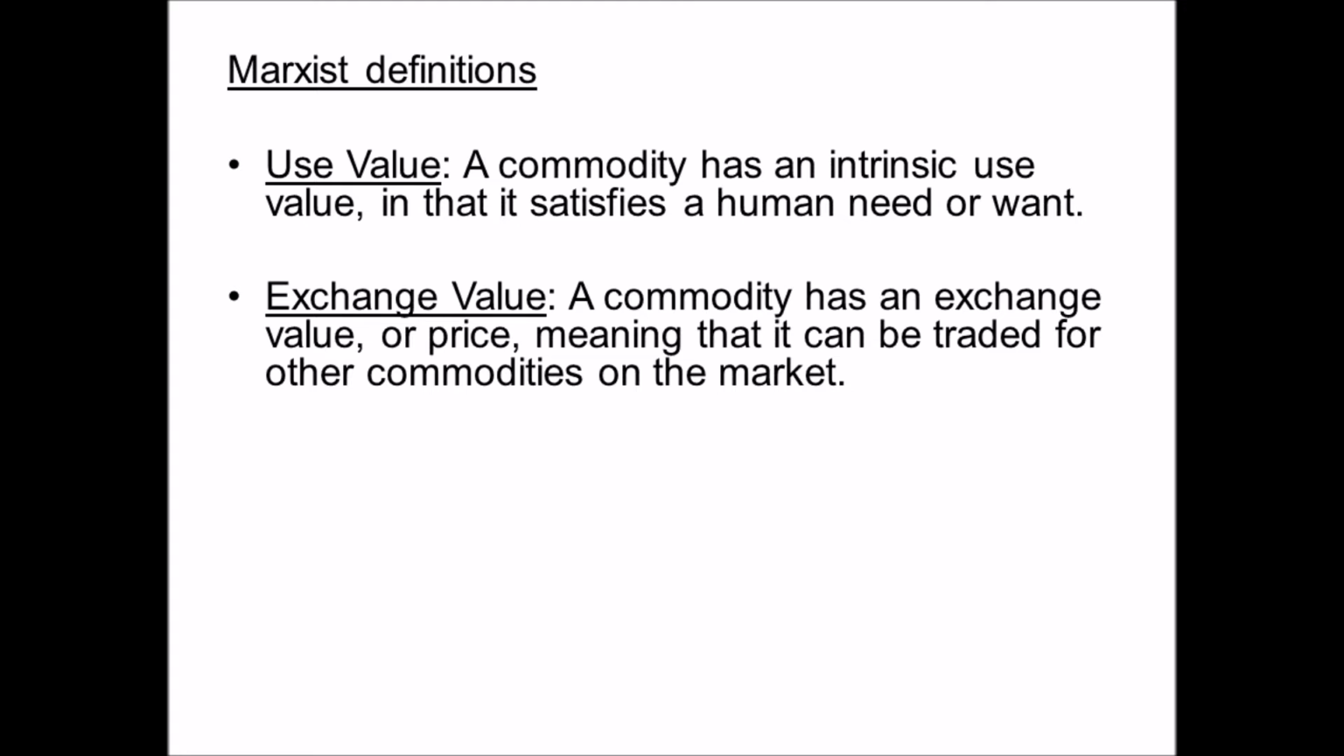In Marxist terms, both shoes have the same use value. A use value is the intrinsic value of a commodity that satisfies a human need or want. But each shoe has a different exchange value. The exchange value is the price of the commodity, meaning that it can be traded for other commodities on the market. The price or exchange value of the Nike shoes is $50 more than the unmarked shoes.